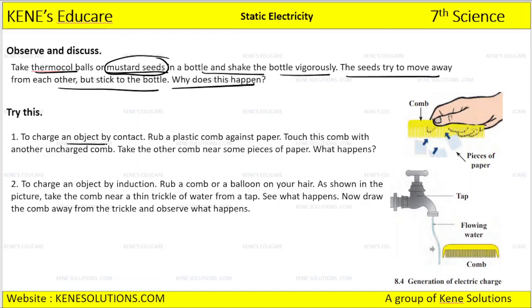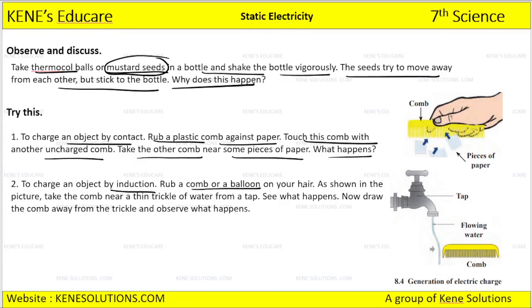Now to charge an object by contact, rub a plastic comb against hair or paper. Okay, तो प्लास्टिक को हमें किस पे रब करना है? पेपर पे. Touch this comb with another uncharged comb. Take the other comb near some pieces of paper. What happens?